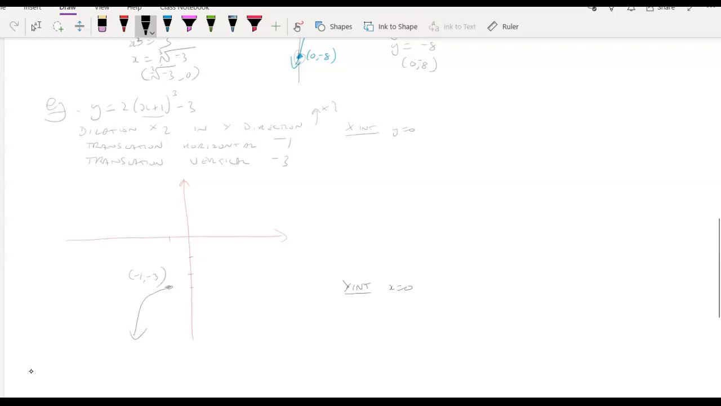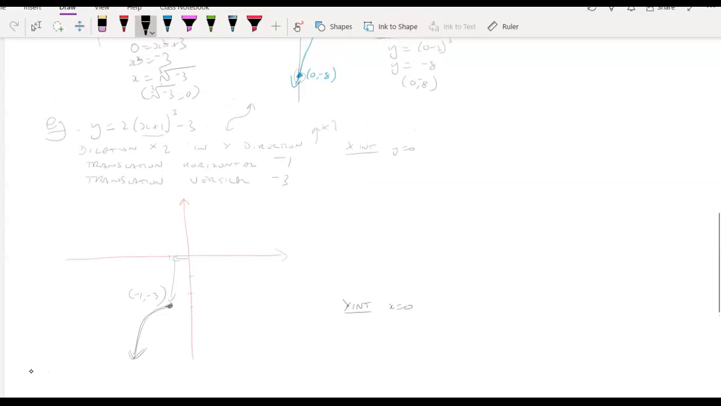Essentially, when I graph it, I actually don't do it in DRT order. When I put it onto the graph, I do the translations first. So I'm going across 1 and down 3. So I'm going to mark my stationary point of inflection there. I know the basic shape. It's a positive cubic, so it's shaped like that. So I'm going to put this bit in here. I can safely do that. And then I have to think, well, it's going to go up there somewhere. I'm going to need to get the x and y intercept, so I'll do that next.